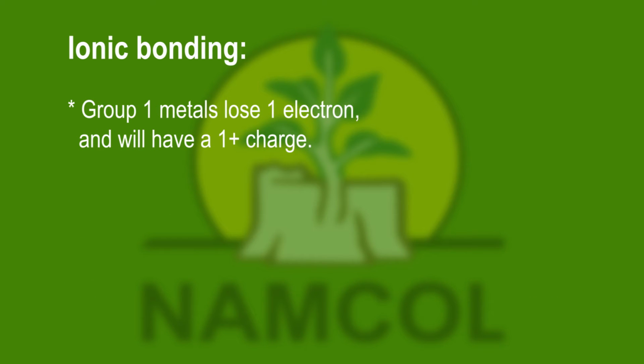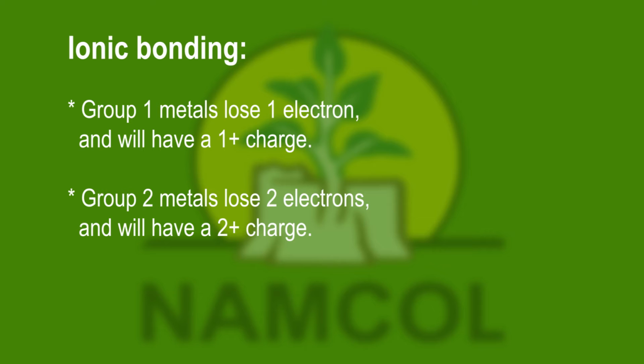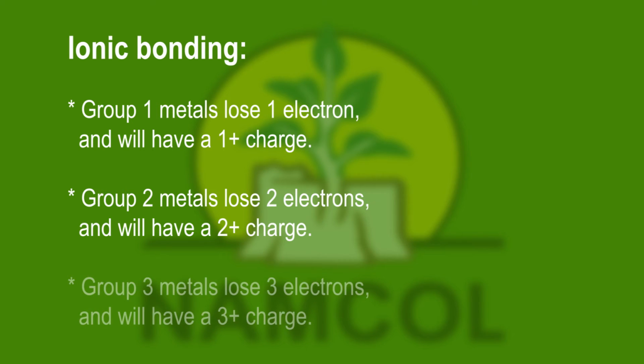Group 1 metals lose one electron and will have a 1+ charge. Group 2 metals lose 2 electrons and will have a 2+ charge. And then the group 3 metals, they lose 3 electrons and will have a 3+ charge.